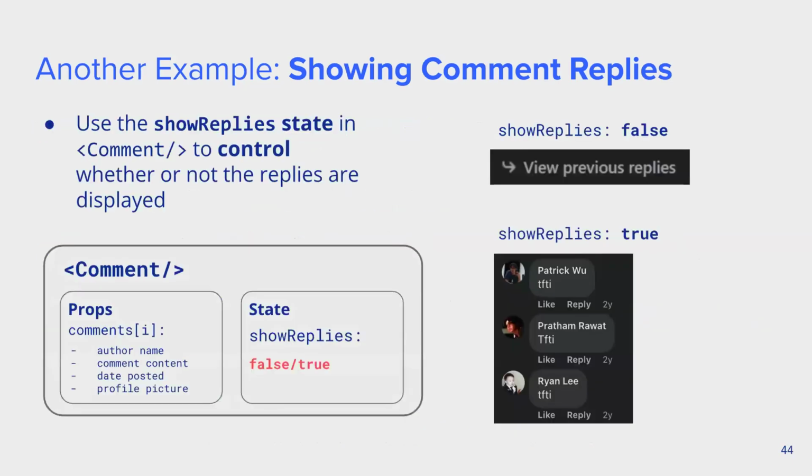So what that'll look like is in our comment component, we'll have a new state variable here, show replies, that can be toggled between false and true. And what that'll do is control what is rendered. When it's false, we can just render this, for example. When it's true, we can go ahead and show all of the new comments. So that's the idea of state.